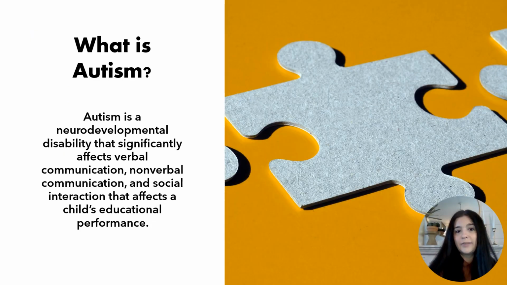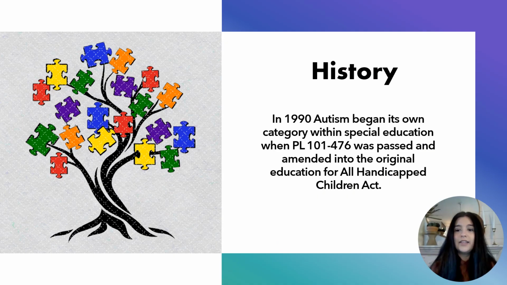What is autism? Autism is a neurodevelopmental disability that significantly affects verbal communication, nonverbal communication, and social interaction that affects a child's educational performance. History. In 1990, autism began its own category within special education when PL 101-476 was passed and amended into the original Education for All Handicapped Children Act.